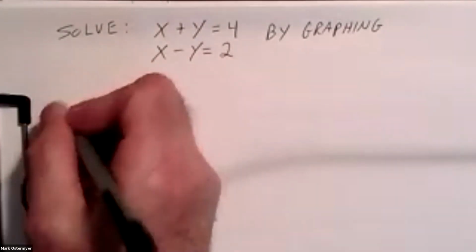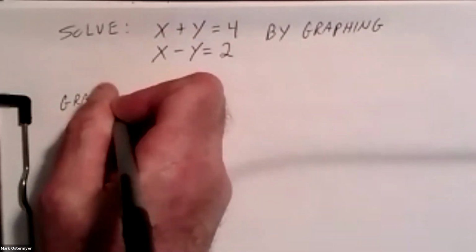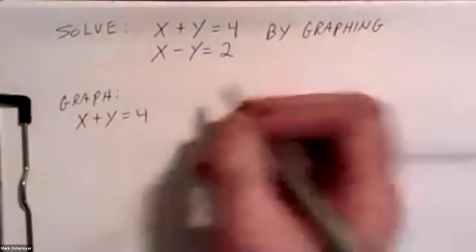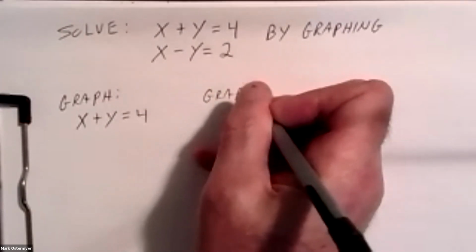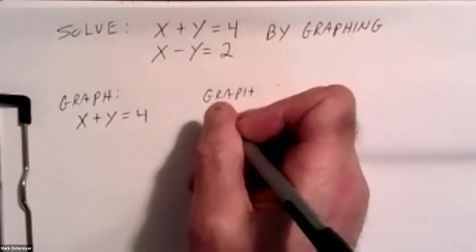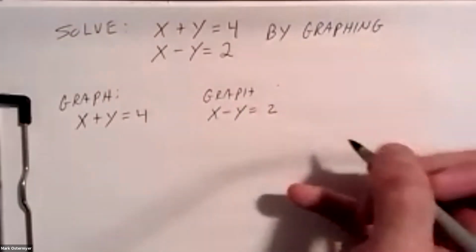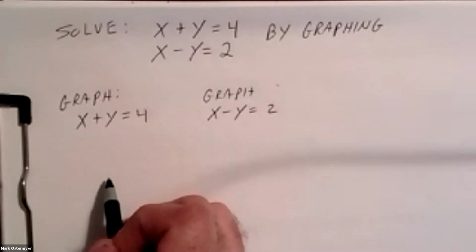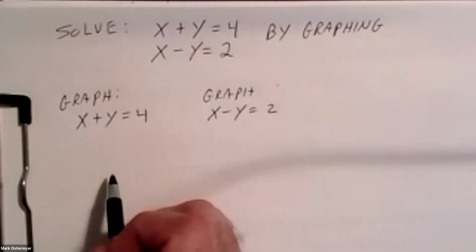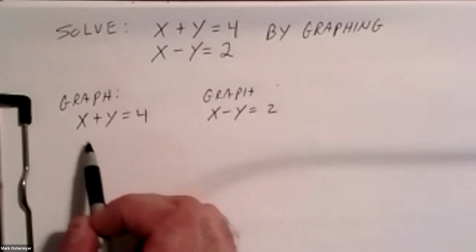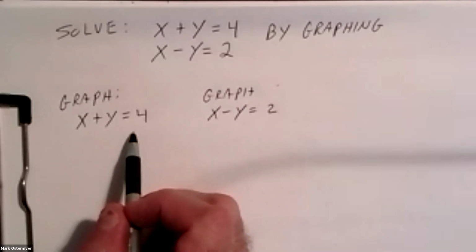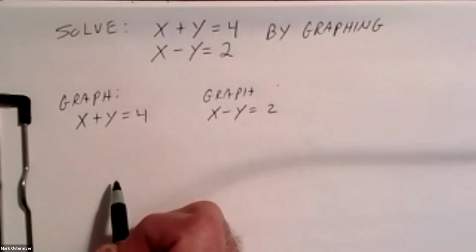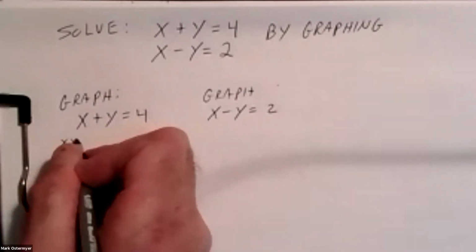All right, so what we're going to have to do is graph both these equations in the xy plane. So we're going to have to graph x plus y equals 4. And we're also going to have to graph the other one, x minus y equals 2. So how do we graph this linear equation? Well, we've seen that there's many ways to graph a linear equation. You could use the table method, the xy intercept method, or put this in the slope intercept form and graph it that way. Okay, I'm going to use the xy intercept method.